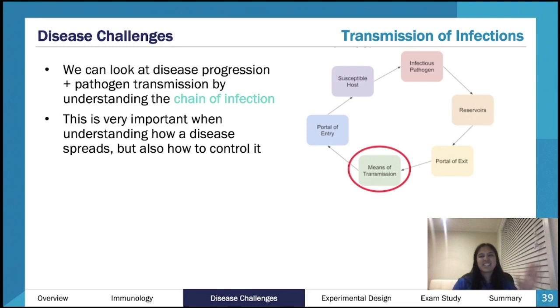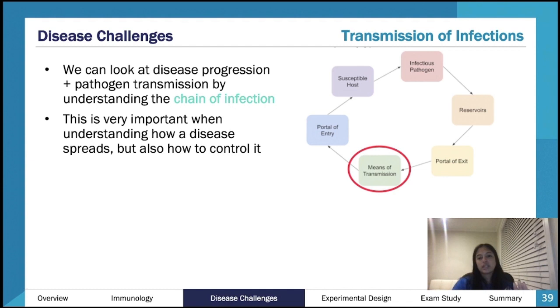Okay, so in terms of the transmission of infection, we're looking at this chain of infection. When you have a pathogen, it follows all these little steps. So you've got an infectious pathogen, you have a susceptible host, and this pathogen infects this host via a portal of entry. In terms of reservoirs, it's where the infectious pathogen grows and sits, and it then exits that. It's then transmitted into somebody else.